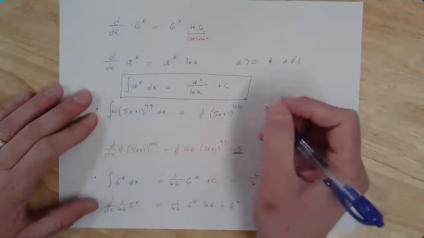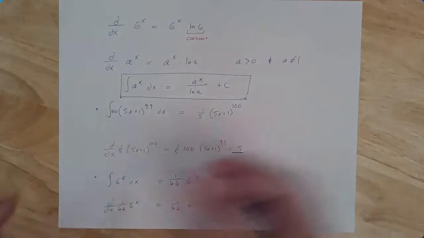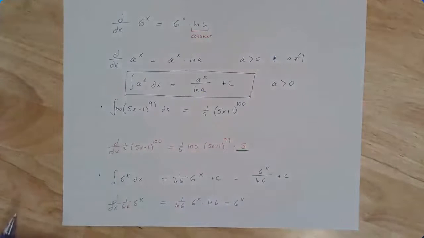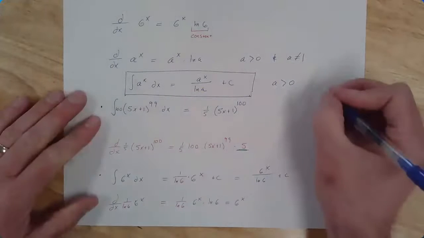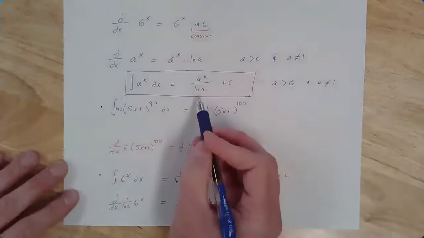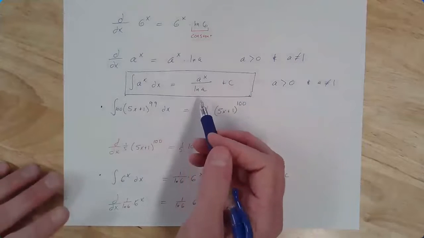And again, it should be clear, but I'm going to say it anyway, that a must be greater than 0 because you can't take the natural log of a negative number. And a also can't be 1, very specifically, because the natural log of 1 is equal to 0, and dividing by 0 would be a problem.